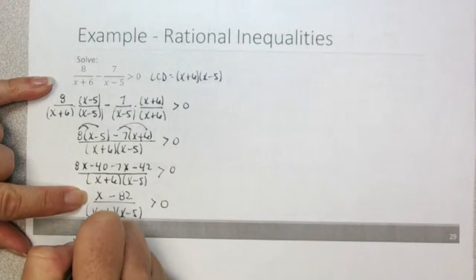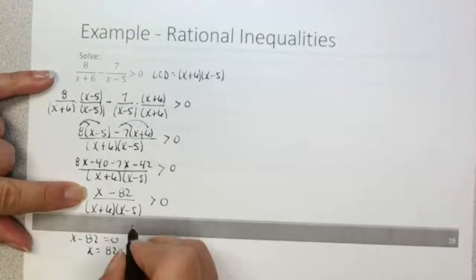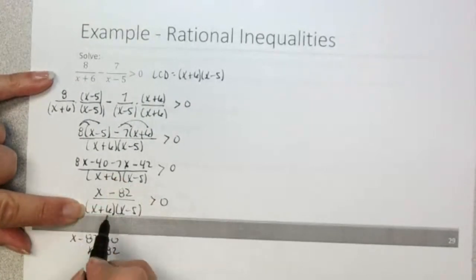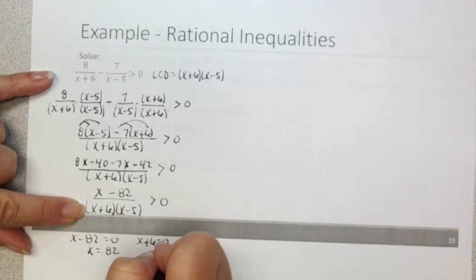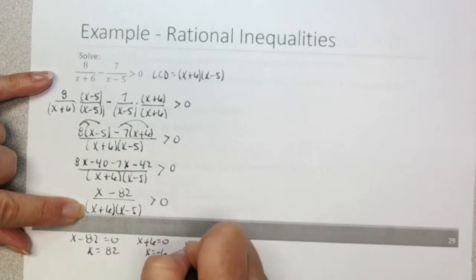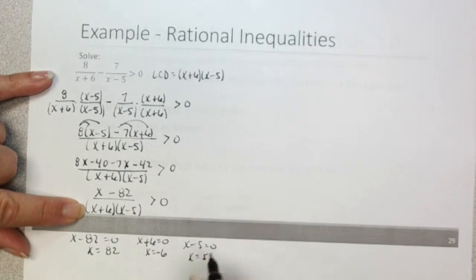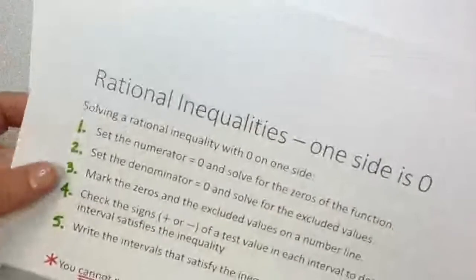So if x minus 82 is 0, adding 82 to both sides tells us that x equals 82. And then the denominator, we have x plus 6 times x minus 5, so either x plus 6 equals 0, which means x is negative 6 when we subtract from both sides, or x minus 5 equals 0, which means x equals 5. So there's my three boundaries, negative 6, 5, and 82. Okay, so I've done step 1 and step 2 now. Now I'm going to do step 3.